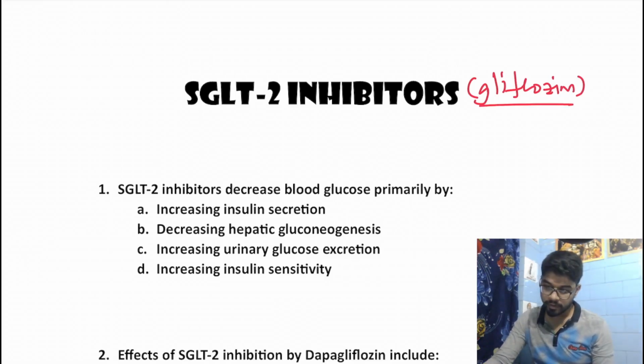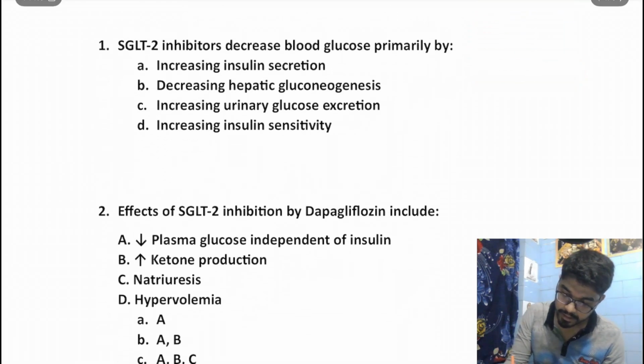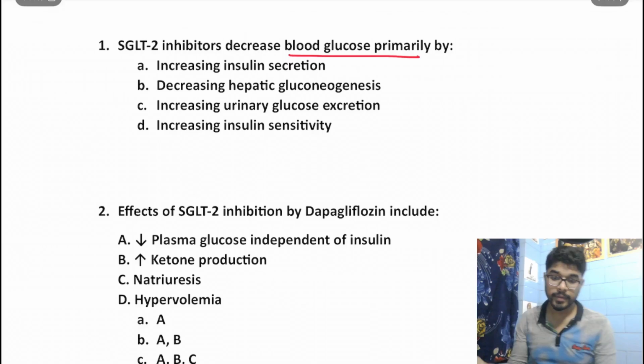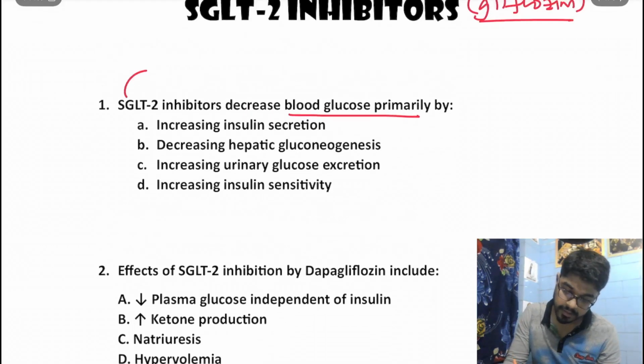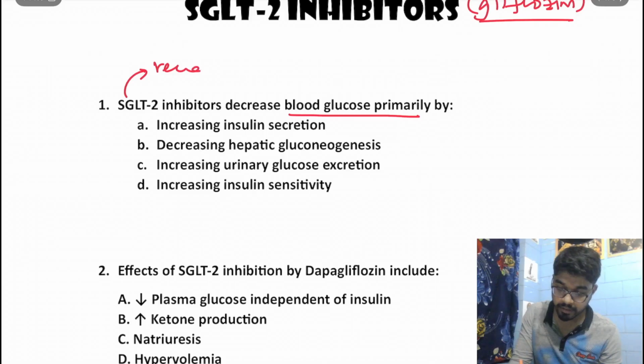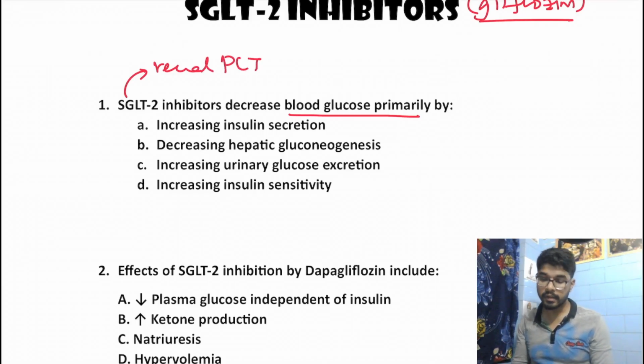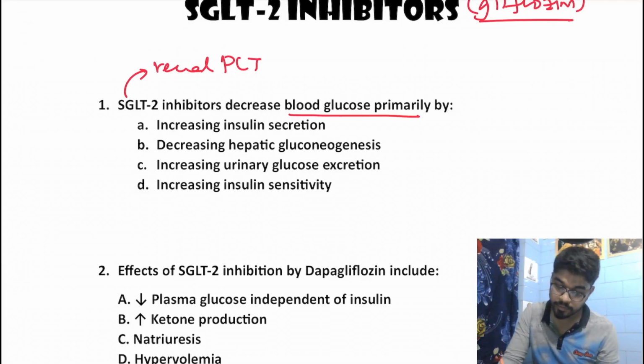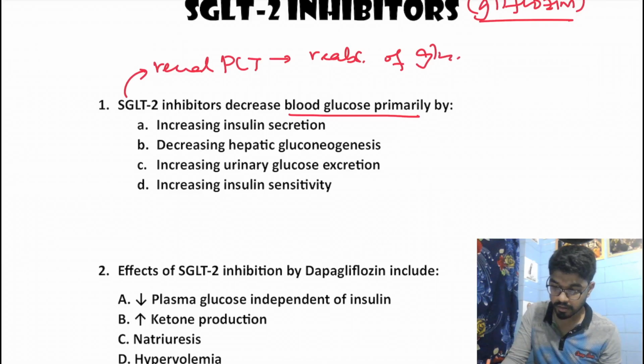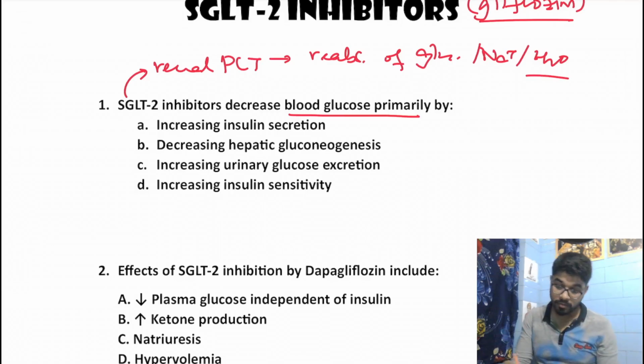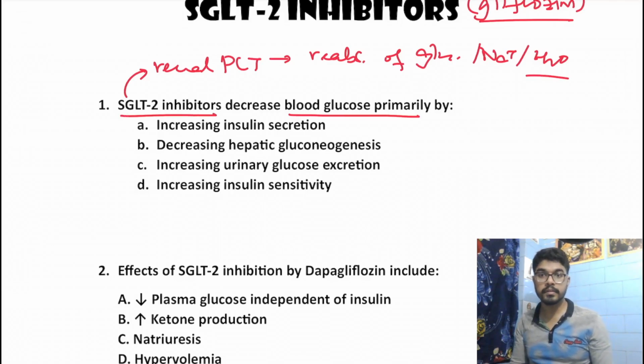Right. So moving on to the first question. SGLT-2 inhibitors decrease blood glucose primarily by. Now remember that these SGLT-2 are present in our renal PCT, and they are responsible for reabsorption of glucose along with sodium and water, right? So SGLT-2 inhibitors are going to inhibit these SGLT-2 receptors, that will lead to decrease in glucose reabsorption and increase excretion of glucose in urine.